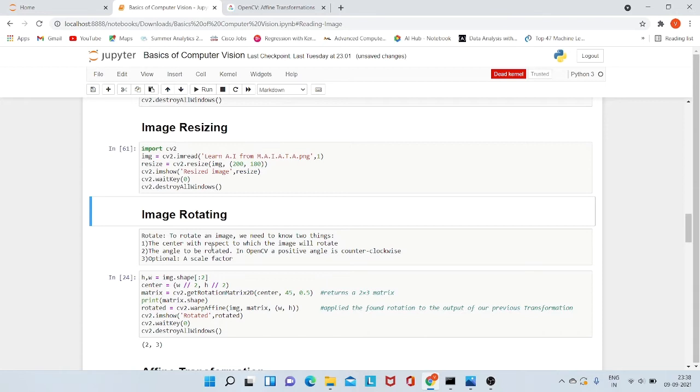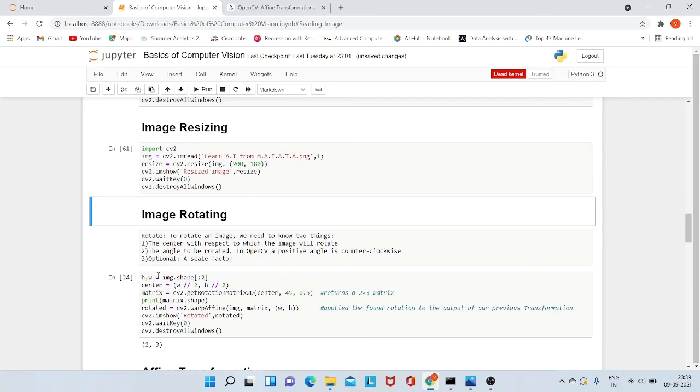Like if I say go, that doesn't make any sense. I should give you the direction: go left, go straight, go right. So in a similar way, rotate itself doesn't make any sense. So you have to mention the criteria: this is the center and I want it to rotate by this much angle.